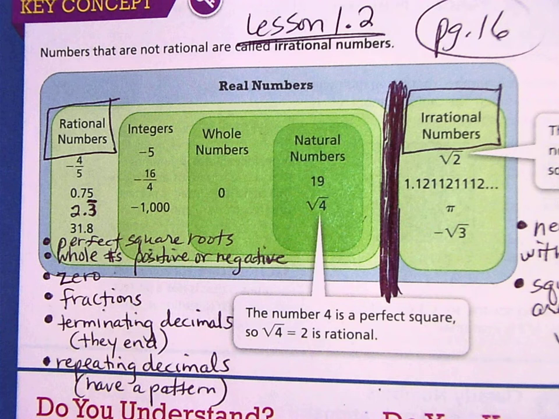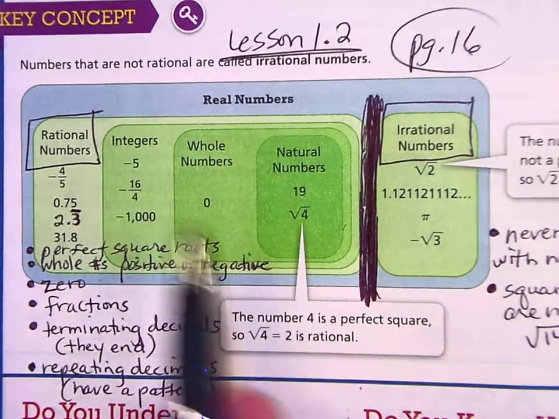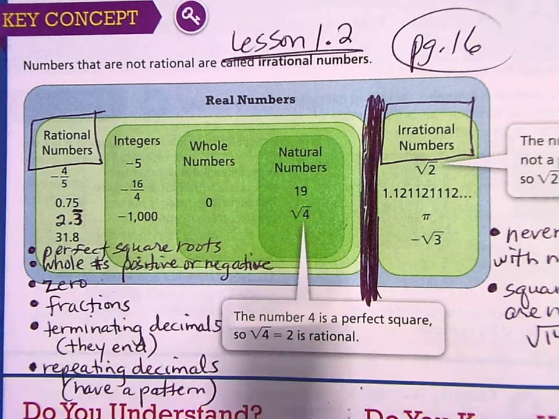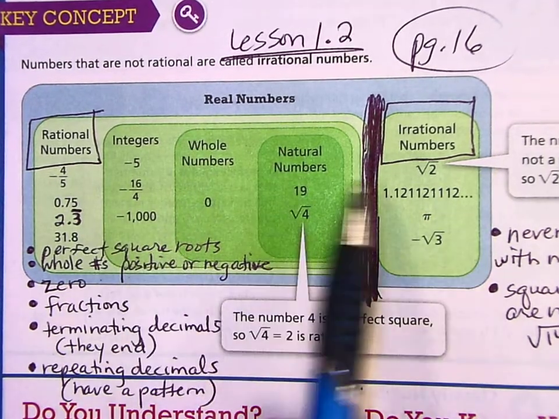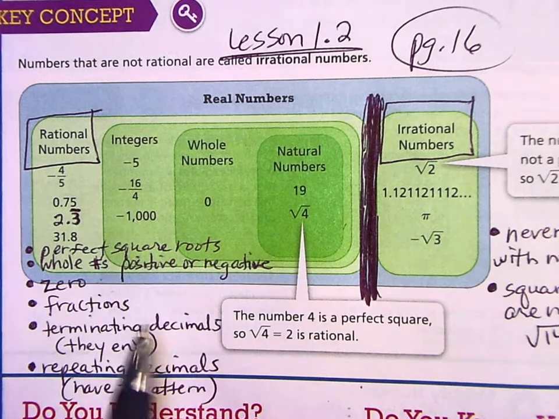Hi folks, we are on page 16 for lesson 1.2. We're going to look at rational and irrational numbers. These are all real numbers, but we have two main groups: rational numbers, and then anyone that's not rational is irrational. So let's look at rational numbers.